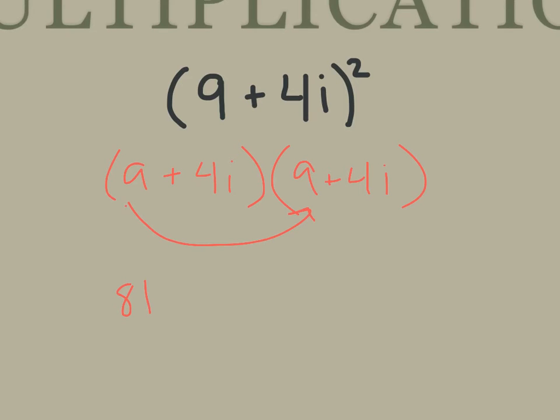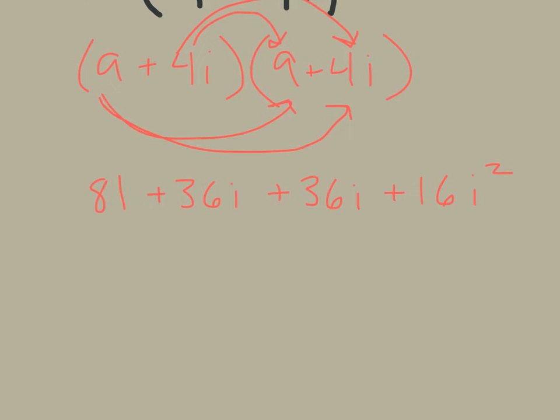Then we do the outsides. 9 times 4i is 36i. Now we do the insides. So plus 36i. And then we do the last ones. 16i squared. So plus 16i squared. What do we do next? Combine like terms.